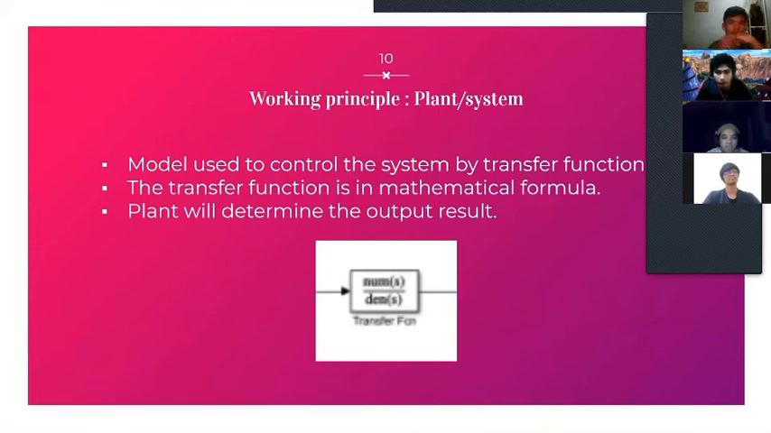Okay, next I will continue to the working principle of the plant or system. The plant or system is the model used to control the system by a transfer function. The transfer function is a mathematical formula. The plant is the main character of the system that will determine the output of the result. The block diagram below shows an example of the transfer function that is used for the plant or the system.